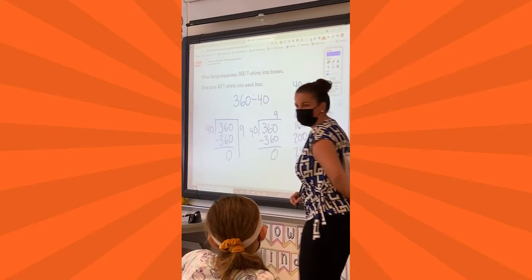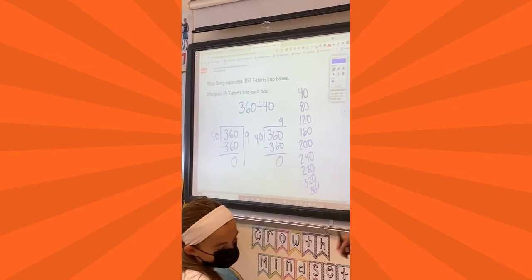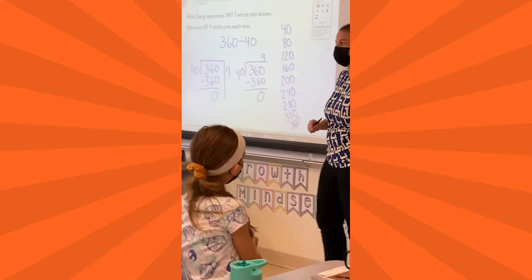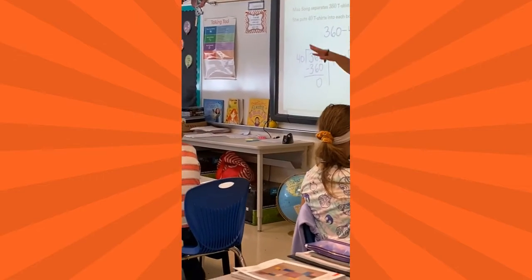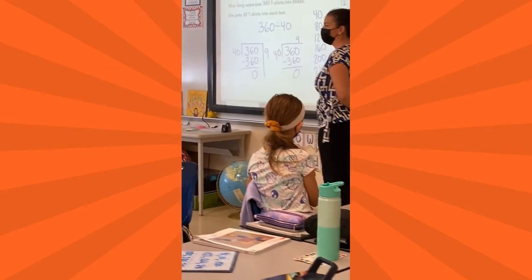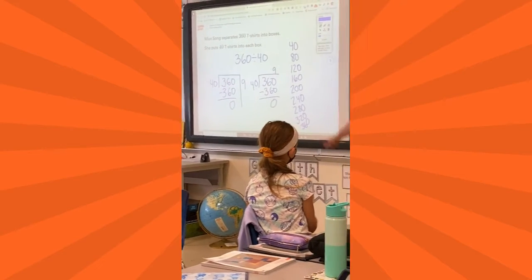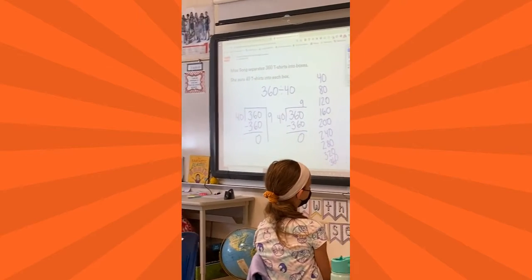How does this give you the same answer though? Because there were 9 groups. Yeah, there's 9 groups of 40 here. So they skip counted. So Tanish, even though you did this, do you see how they used something as simple as finding multiples of 40? Yeah. Anybody try anything else?